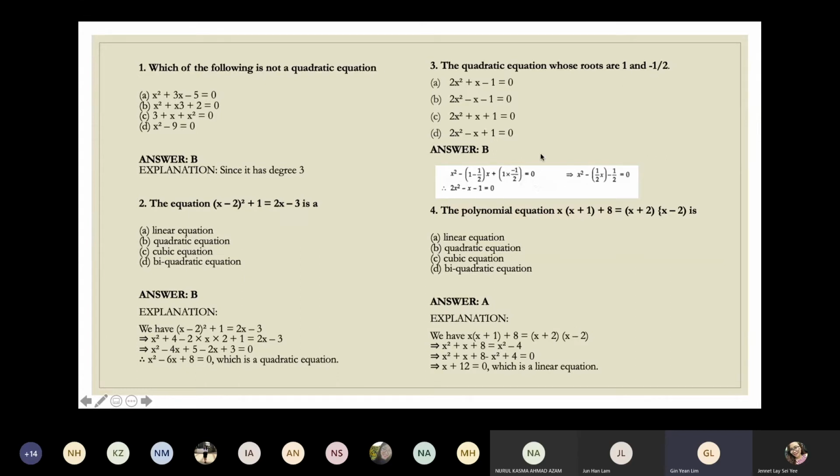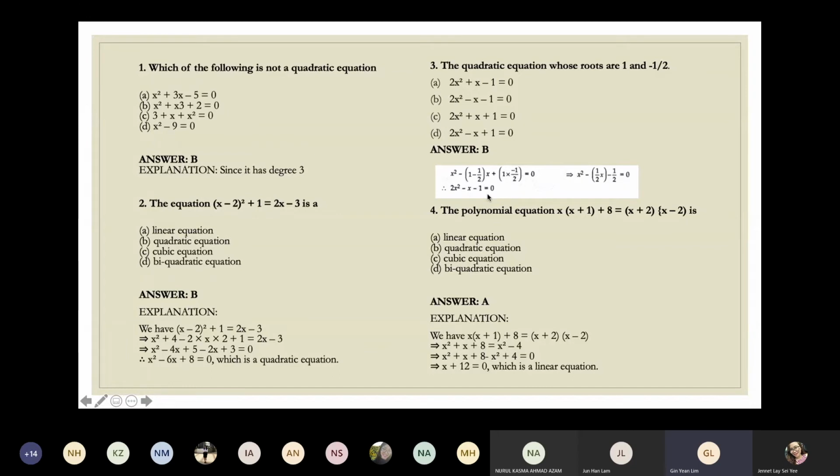So you need to form the general quadratic equation. There are 4 answers there, A, B, C and D. Look carefully at the sign there. By using the general quadratic equation, which is x squared minus (1 plus negative 1 over 2) x plus 1 times negative 1 over 2 equals 0, then you will get 2x squared minus x minus 1 equals 0.